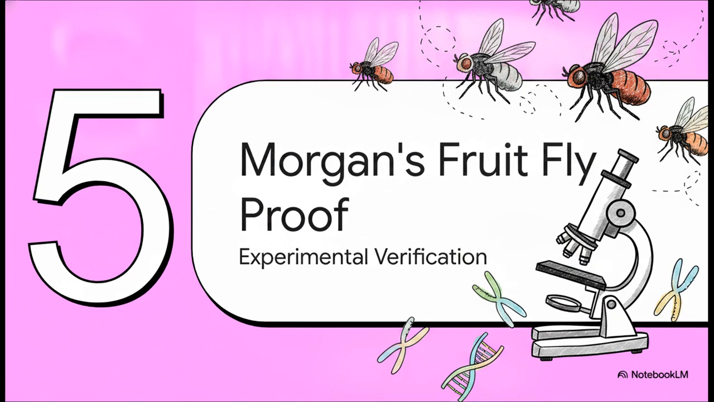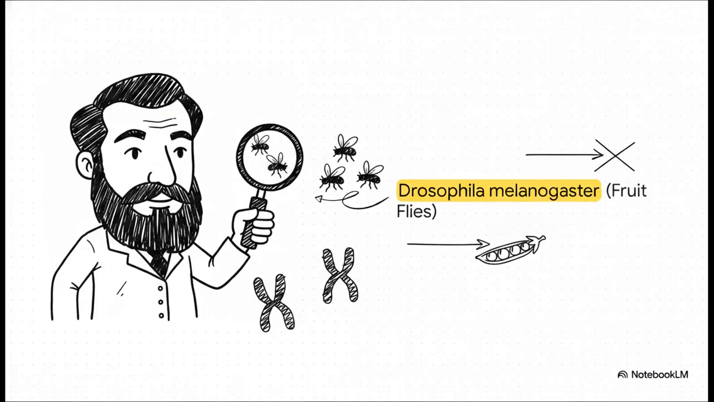Section 5. Morgan's fruit fly proof. Enter evolutionary biologist Thomas Hunt Morgan. He wanted to take this from theory to undeniable, experimental fact. But to do this, he didn't use Mendel's pea plants. Instead, he chose a tiny, winged laboratory partner, Drosophila melanogaster, better known as the common fruit fly. Now, it might not look like much, but this little insect was about to completely revolutionize modern biology.